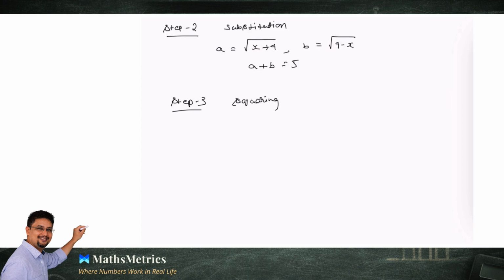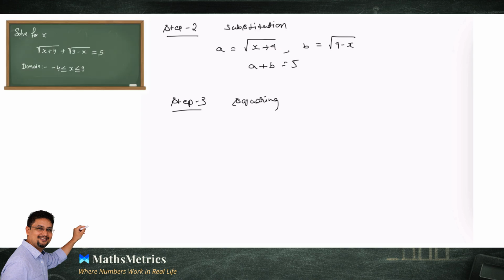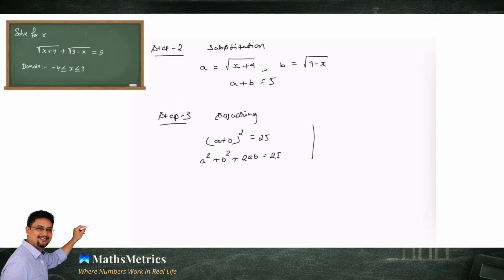Now comes the dangerous looking step, squaring. But don't panic, we will do it slowly and safely. a plus b whole square equal to 25. Expand this, we get a square plus b square plus 2ab equal to 25. Then can we write a square equal to x plus 4? Yes, the same way we can write b square equal to 9 minus x.